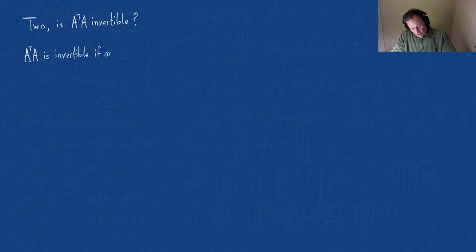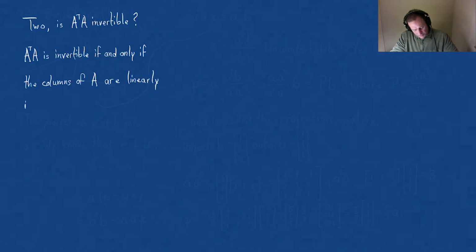if and only if the columns of A are linearly independent. So, an if and only if statement. What that means is that you have to make two proofs.